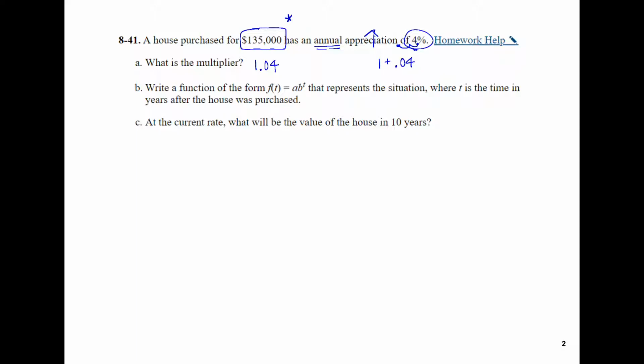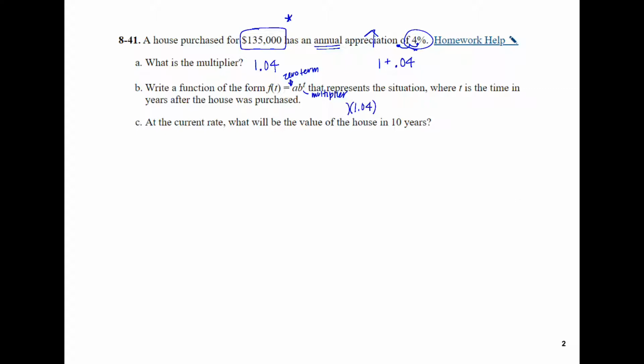Question B says, write a function of the form f of t equals ab to the t power that represents the situation, where t is the time in years after the house was purchased. So we are working with an exponential function here. a represents our 0 term, and b represents our multiplier. We already found our multiplier in the previous question, so we have 1.04.